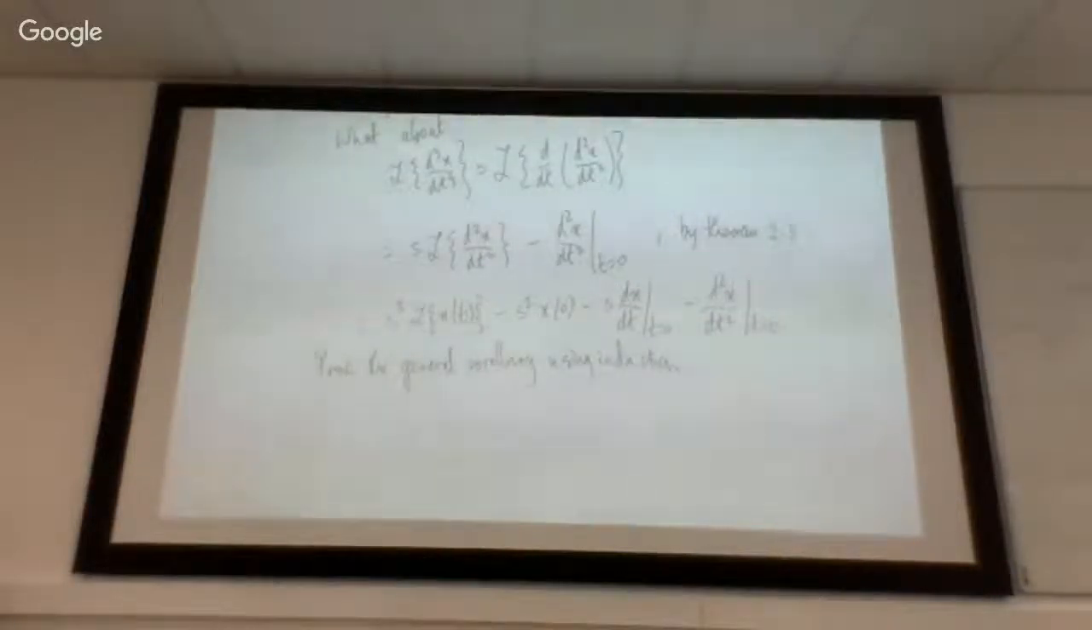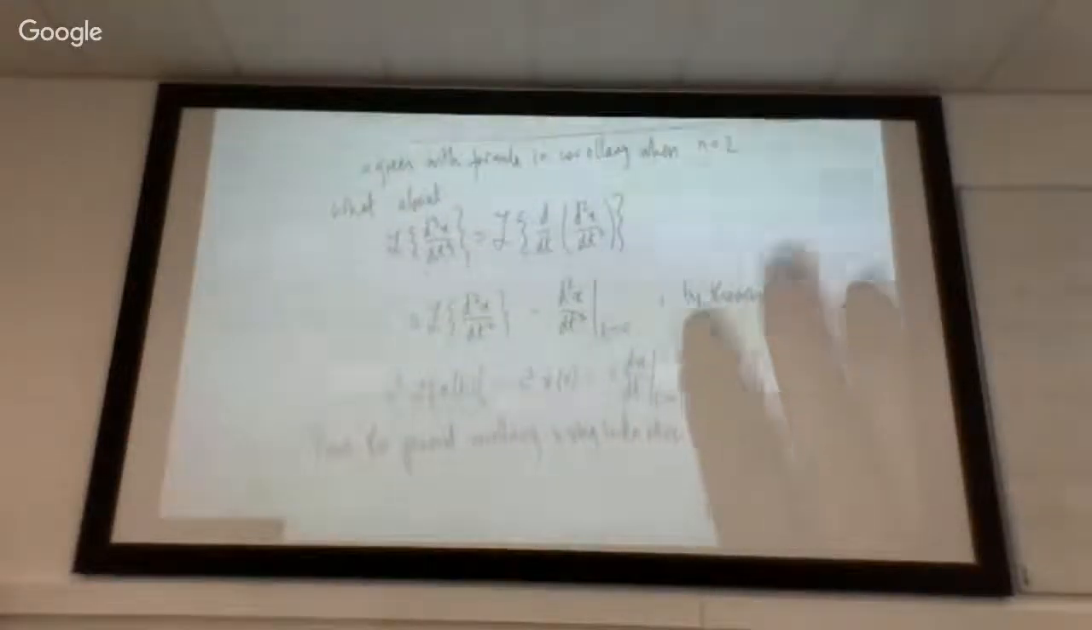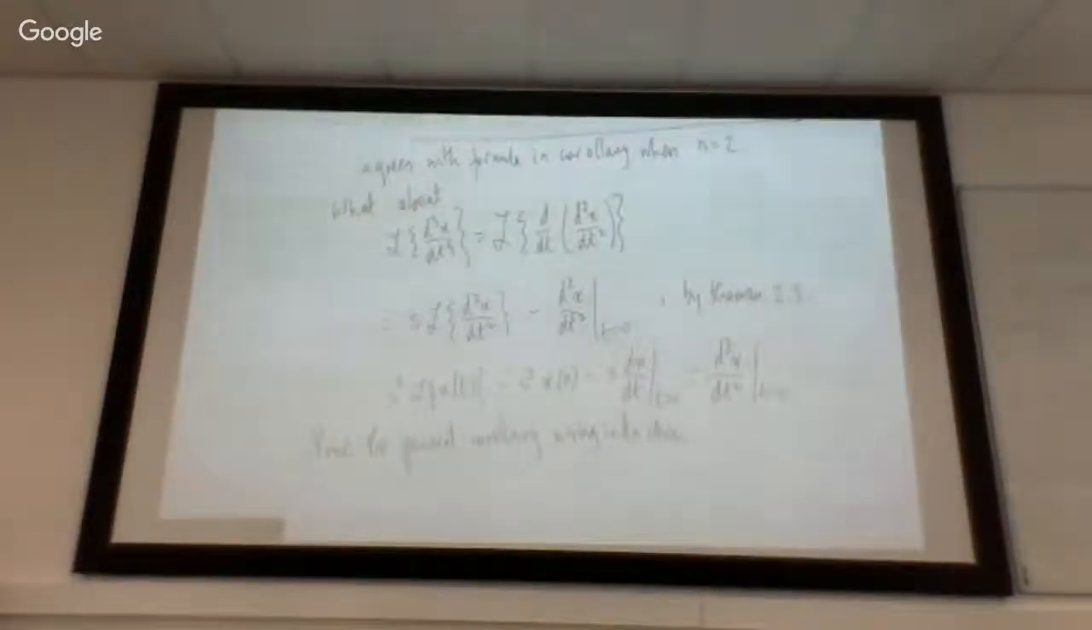Now we have a good understanding of how the Laplace transform behaves on derivatives, in theorem 2.3 and this corollary. So we're ready now, I think, to go on and start looking at some differential equations and how we can use the Laplace transform to solve those.